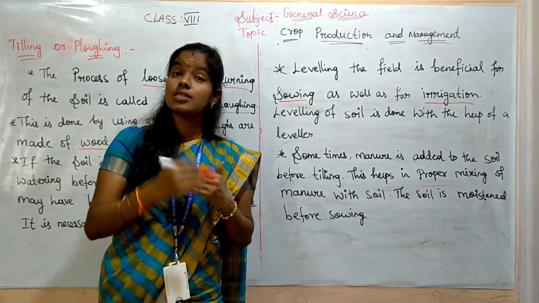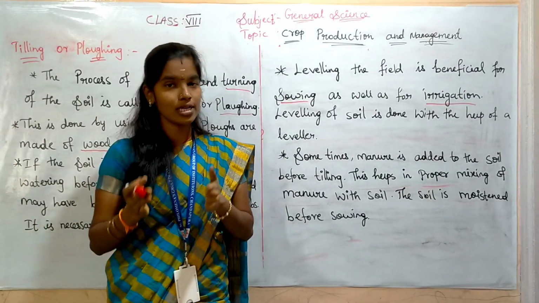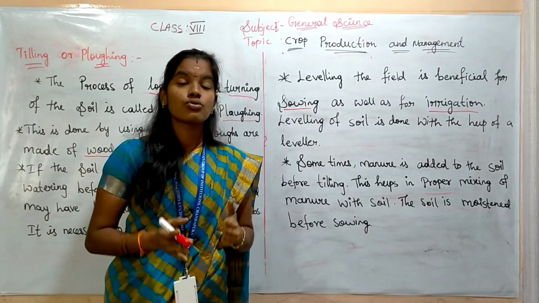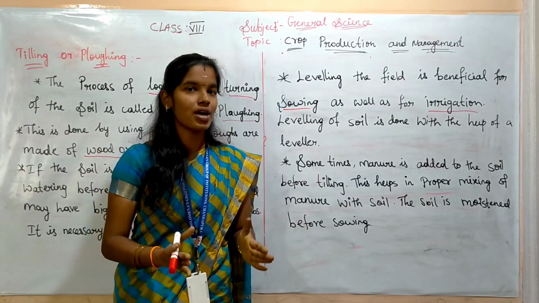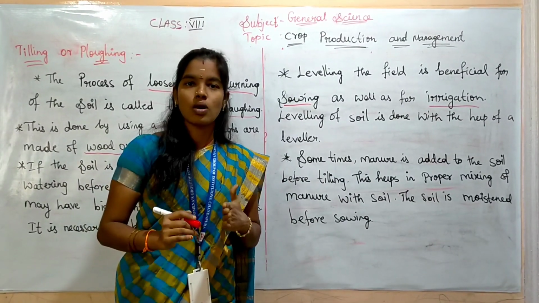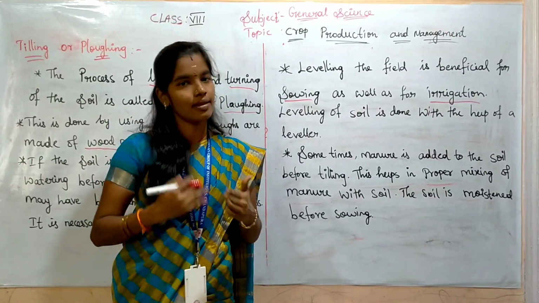First is turning the soil or loosening the soil. The process of turning the soil or loosening the soil is nothing but tilling or ploughing. Before ploughing, we should check whether the particular field is dry or wet. If it is dry, it is heavy to do that process, so before ploughing we have to water those places and then proceed.